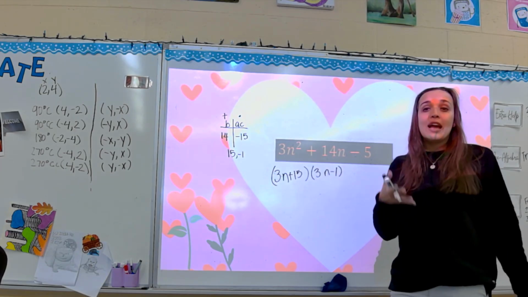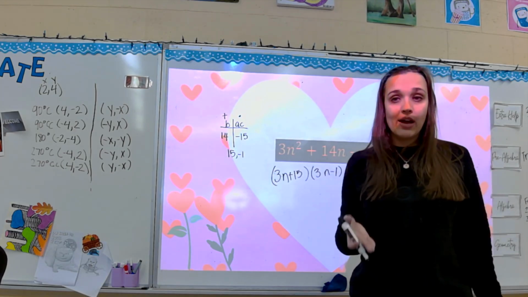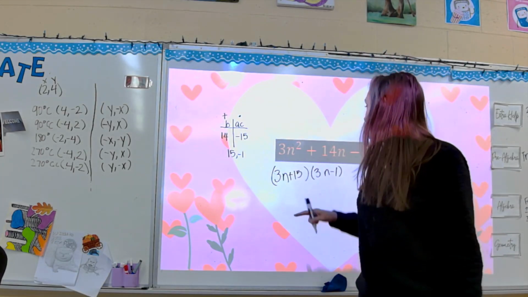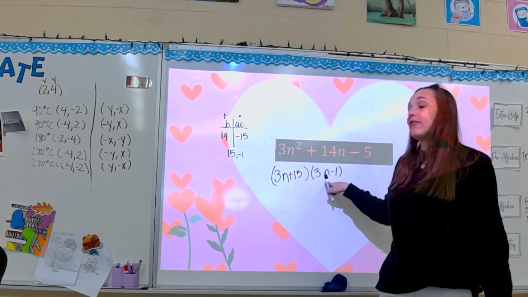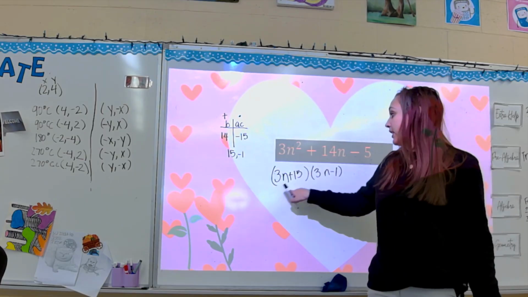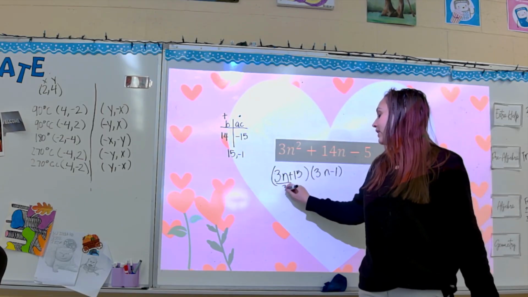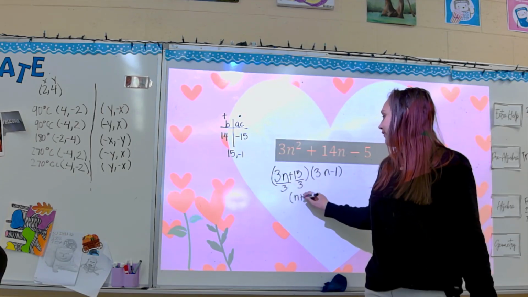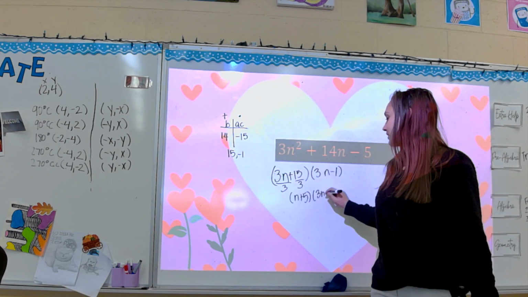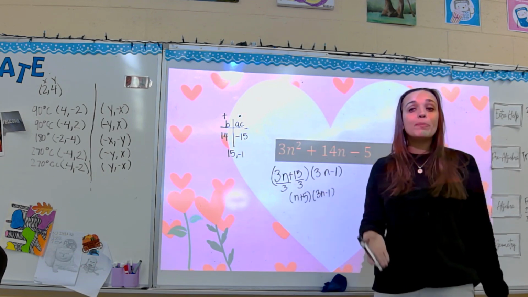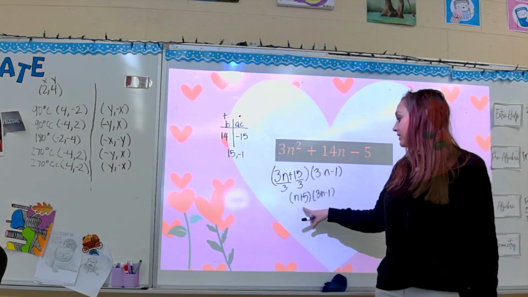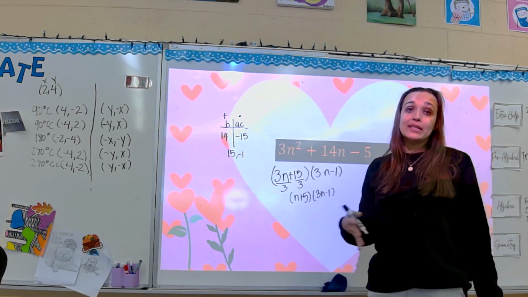Now I look, can I take out a GCF from either of these two binomials? If I look here, there's no GCF other than 1. If I look here, I could take a GCF out of 3. So I divide a 3 out, and I get n plus 5 and 3n minus 1. So that would be my factored answer. If they ask for the zeros, I would subtract 5 over, and n is negative 5.